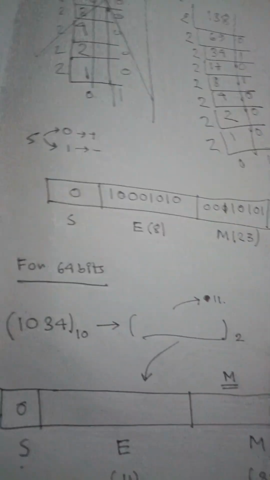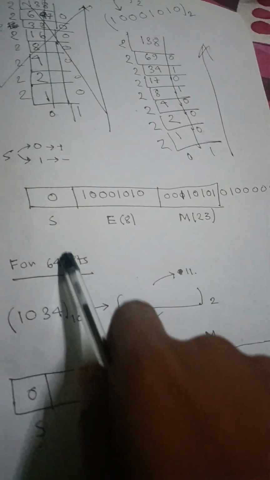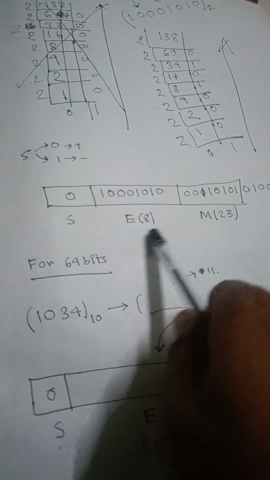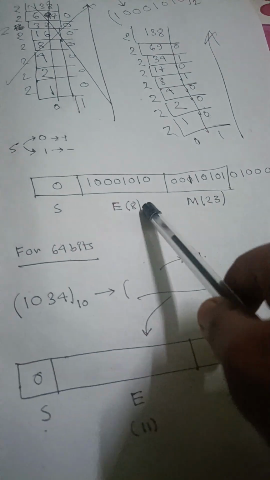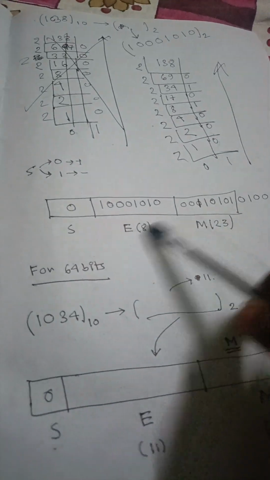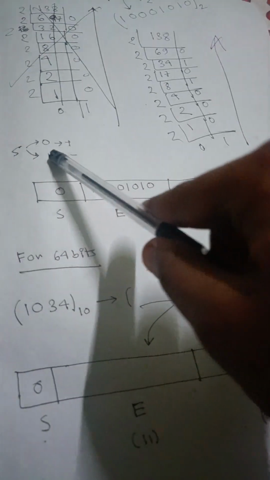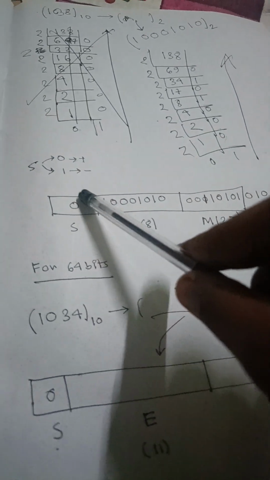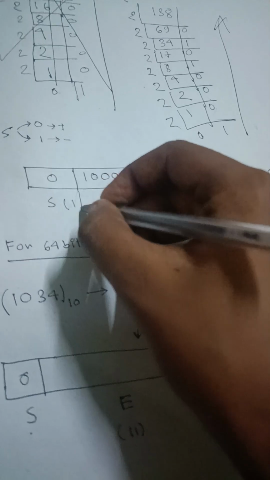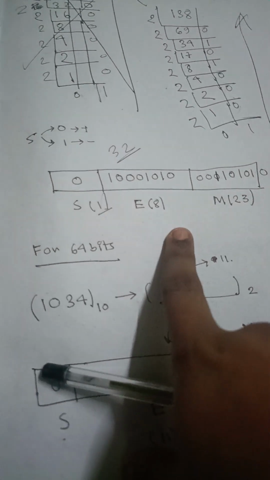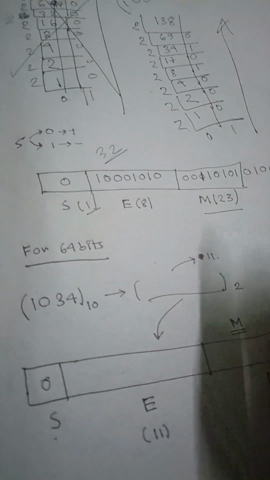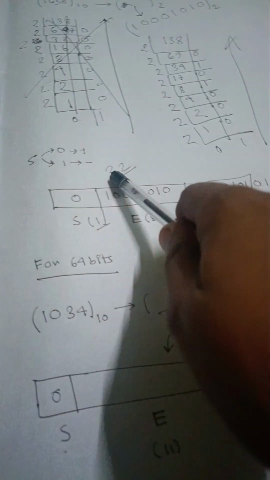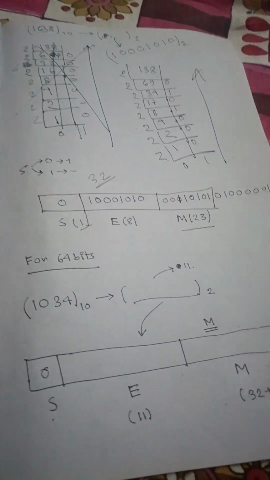Then comes the representation approach, how we are doing it. There is S, there is E, and there is M. M is mantissa, E is exponent, yes I remember it finally, and S is sign. The sign is positive or negative. As it is positive, we give sign 0. For 32 bits, the exponent should be 8 bits and the mantissa should be 23 bits. If you add them all, you get 32. That is how 32 bit representation is done.